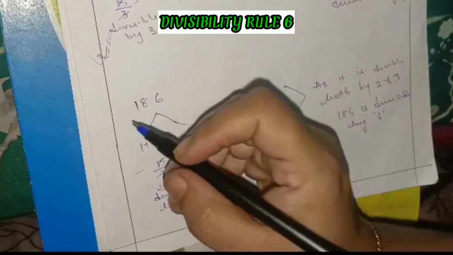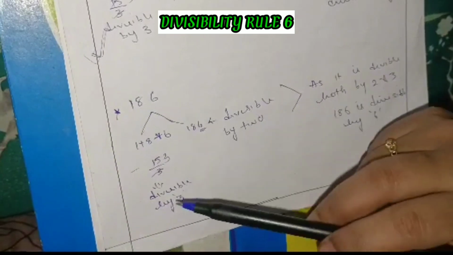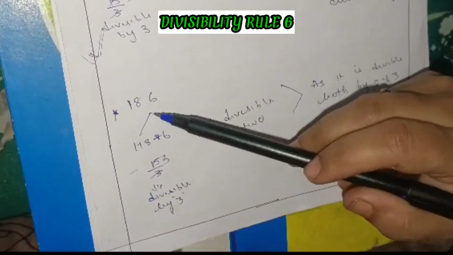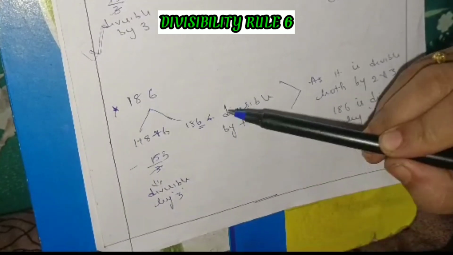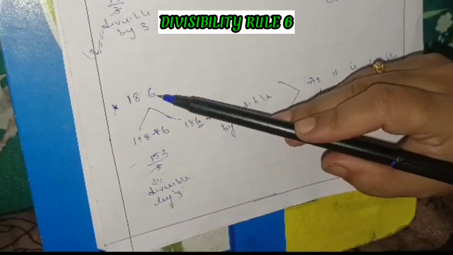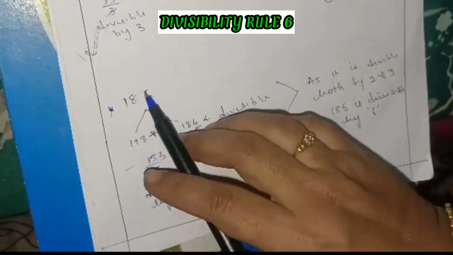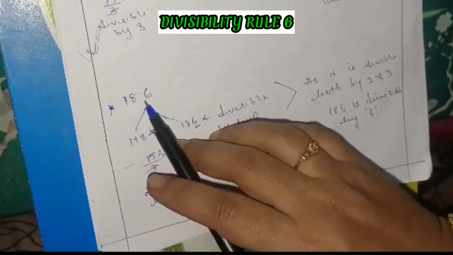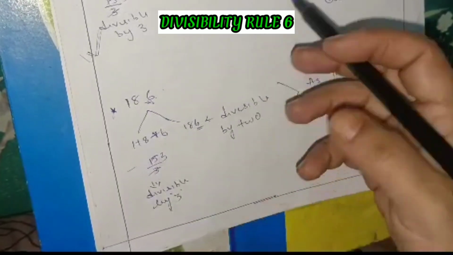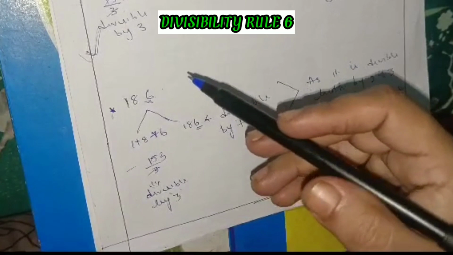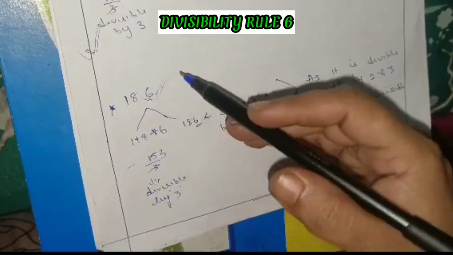So one more example we will discuss. Now we will see one more example. What is that? 186. See, the number is 186. You have to check whether 186 is divisible by 2 and 3 or not. Is it obeying the divisibility rule of 2? Yes, it is obeying. Why? It ends in 6, no? What should the last digit be? 0, 2, 4, 6 or 8. Any of these digits, then that number will be divisible by 2. So this is divisible by 2.